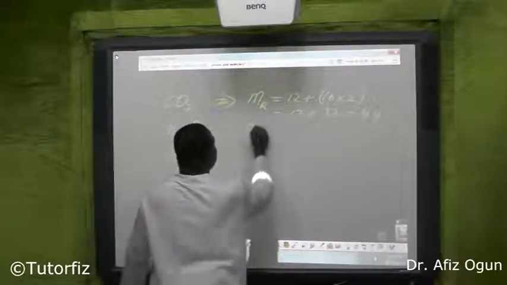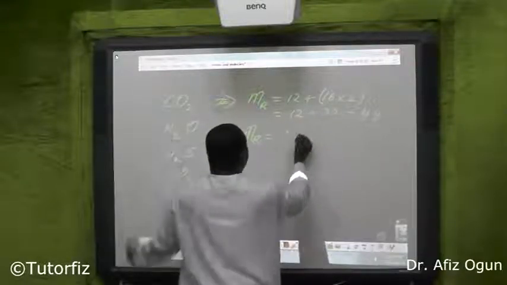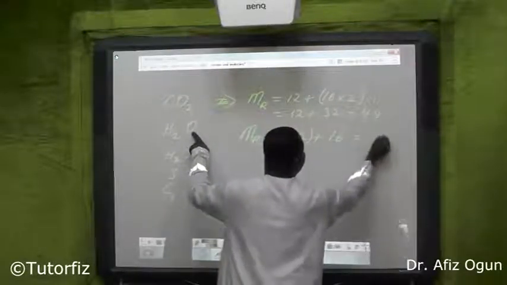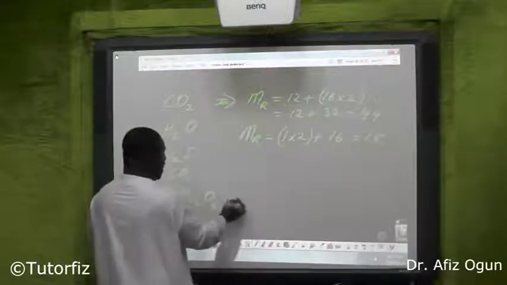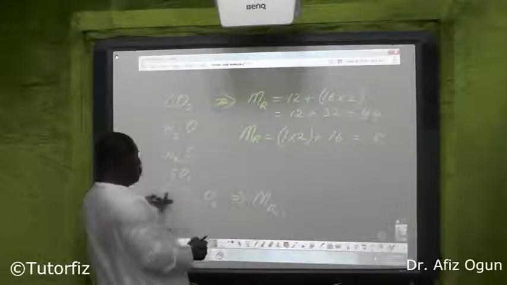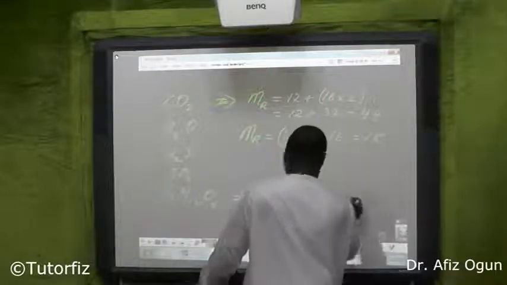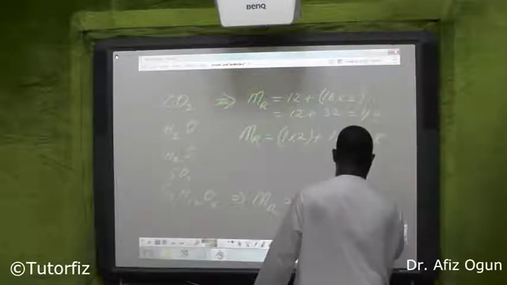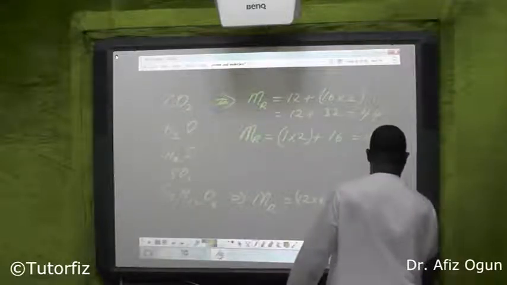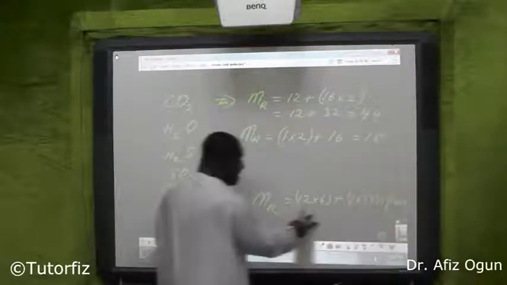For water, Mr equals Ma of hydrogen, which is 1, multiplied by 2 because we have 2 of them, plus Ma of oxygen, which is 16. Then our answer is 18. For glucose, Mr is Ma of carbon, 12 multiplied by 6, plus Ma of hydrogen, 1 multiplied by 12, plus Ma of oxygen, 16 multiplied by 6. Get the answer for each, add everything together.